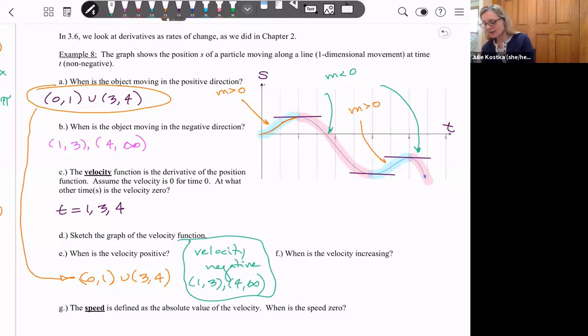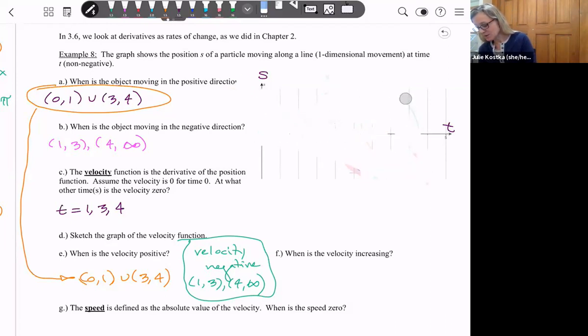Part D, sketch the graph of the velocity function. I'm going to have to erase all my markings on the graph. So take a quick screenshot. 5, 4, 3, 2, 1. It's gone.